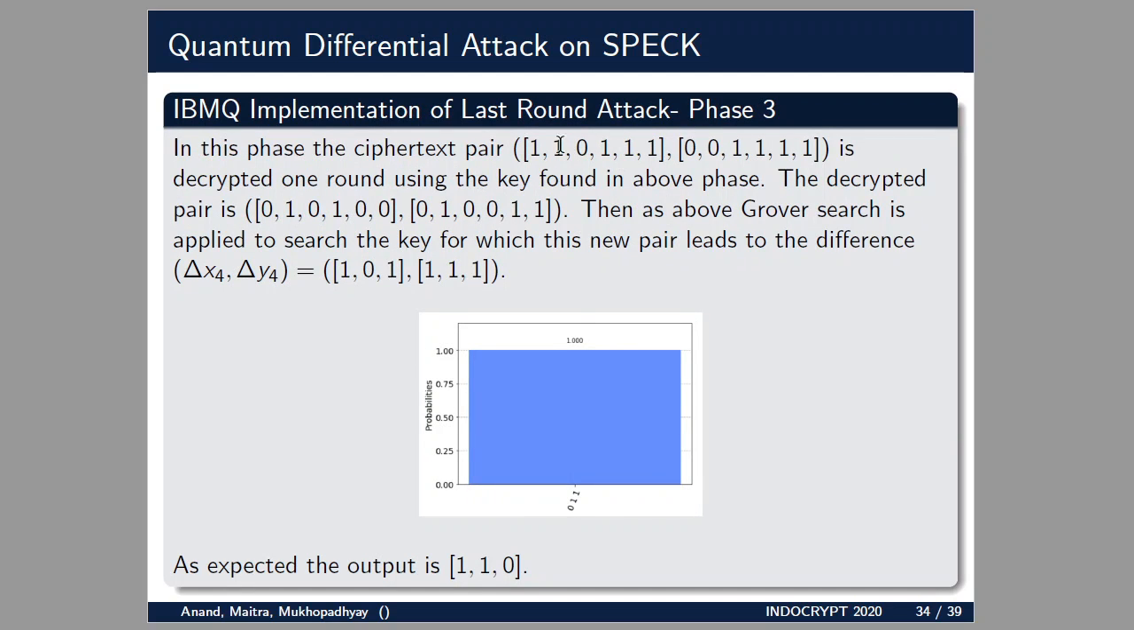In the third phase, the ciphertext pair was here. We decrypted this 1 round using the key which we had found above, and we find this. Now using this, we search for all the subkeys which will decrypt this 1 round to this difference. As expected, the output is 1 1 0.